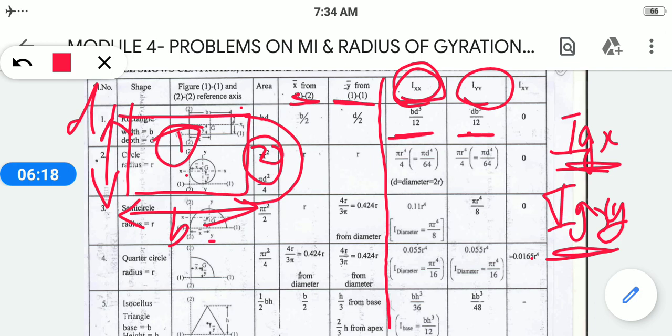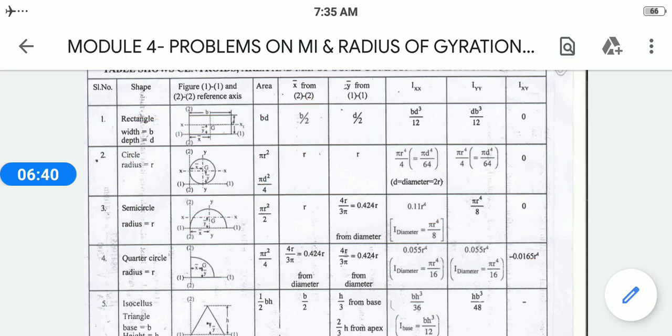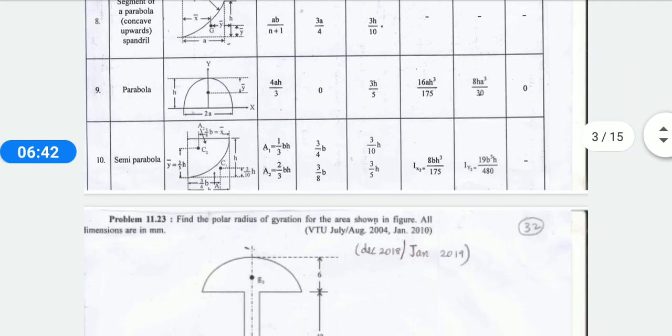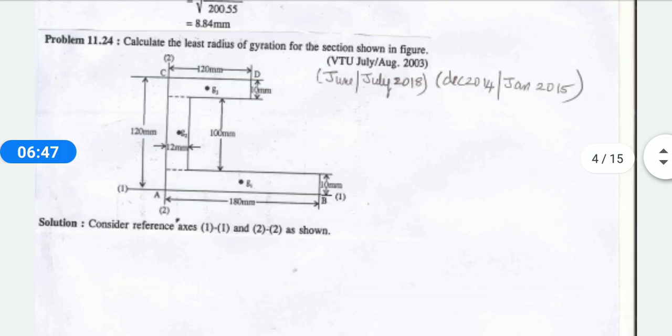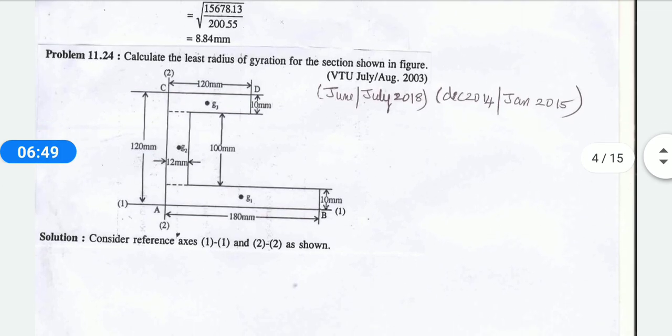Similarly, if you are taking a semicircle, your IGx value will be 0.11 r power 4 and IGy will be pi r power 4 divided by 8. So according to the structures, you define what IGx and IGy are. After finding IGx and IGy, you can easily calculate your Ixx and Iyy. So we'll move to the first problem now. This will be easy for you to understand. Then we'll go to the next problem.